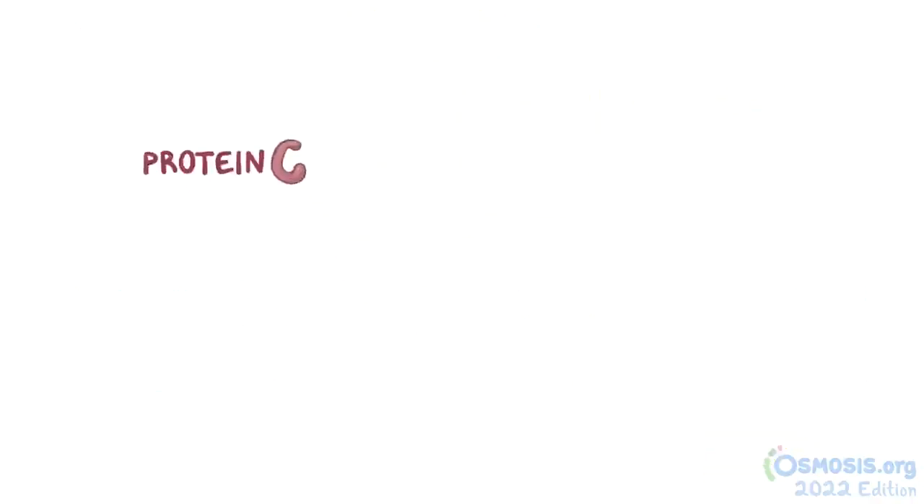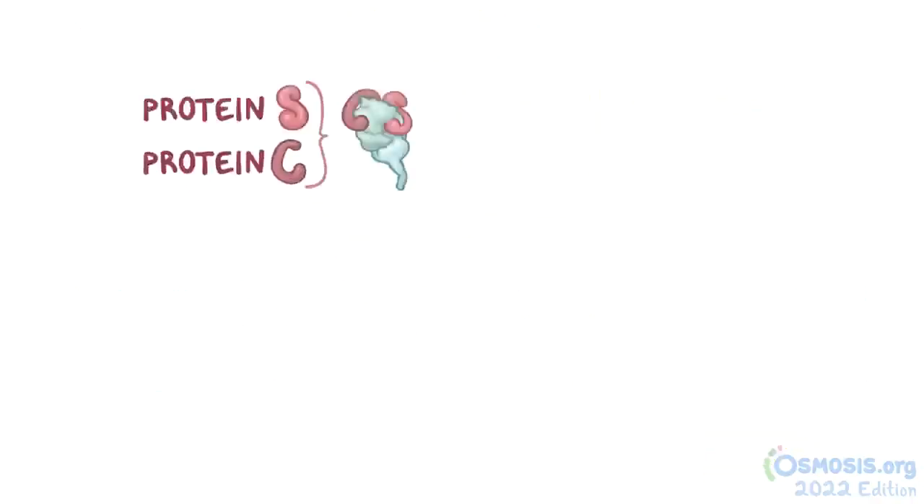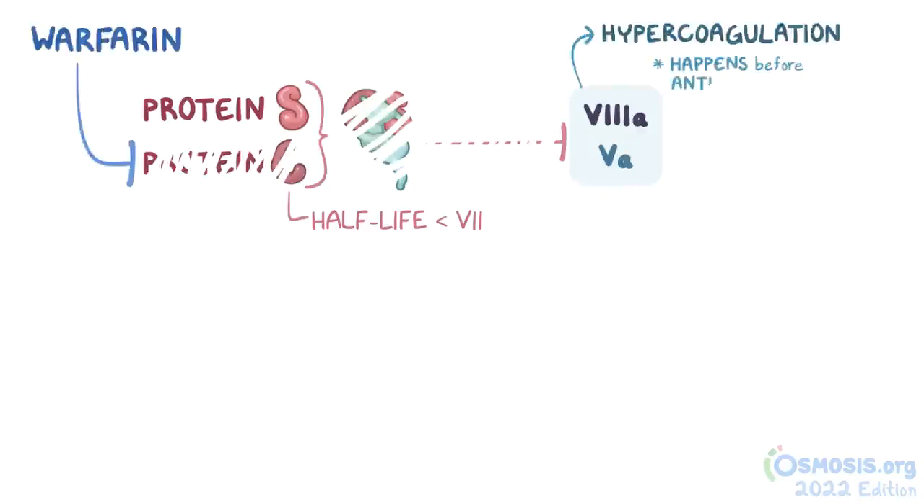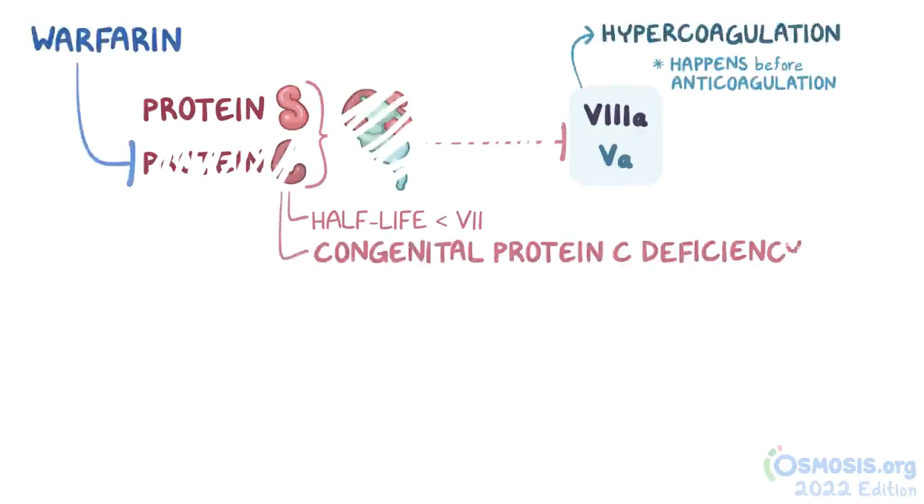Normally, protein C combines with protein S to form a proteolytic complex which inactivates factor 5A and factor 8A. Now, protein C has an even lower half-life than factor 7, so they are the first to disappear when someone takes warfarin, and hypercoagulation happens before the anticoagulation. Patients with congenital protein C deficiency, meaning they have lower levels of protein C to start with, have an increased risk of warfarin-induced skin necrosis.